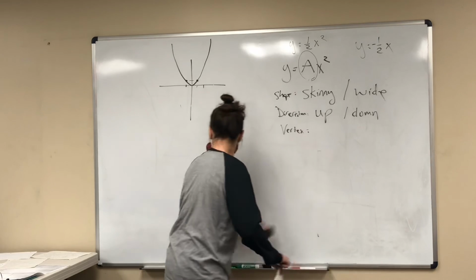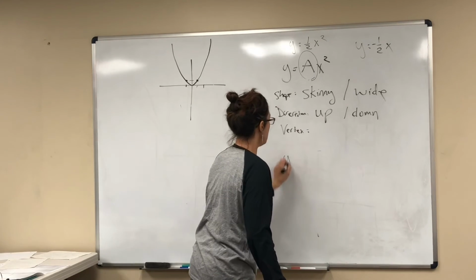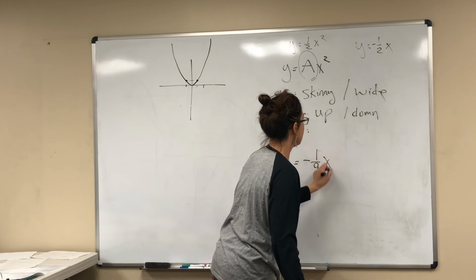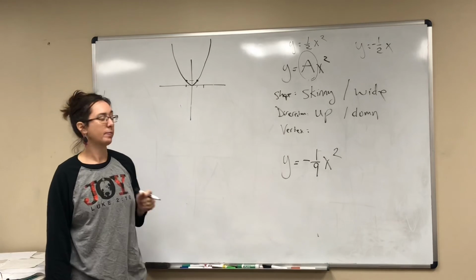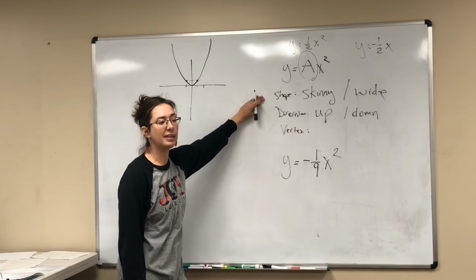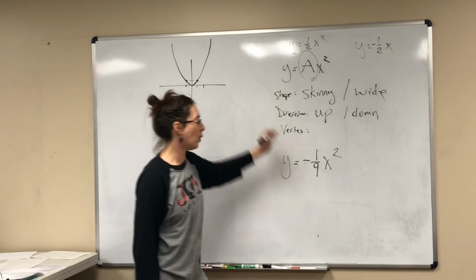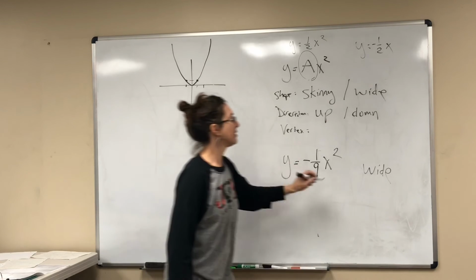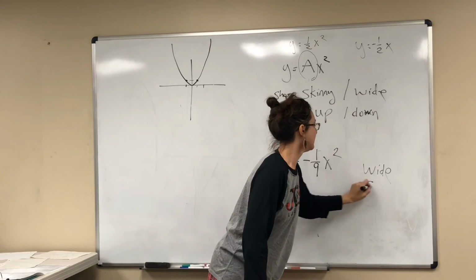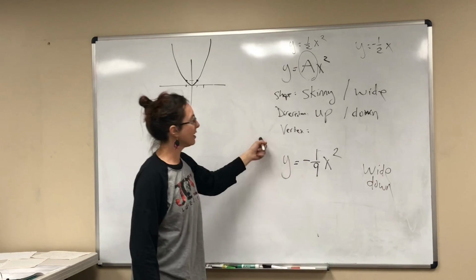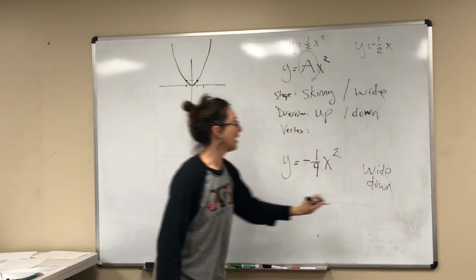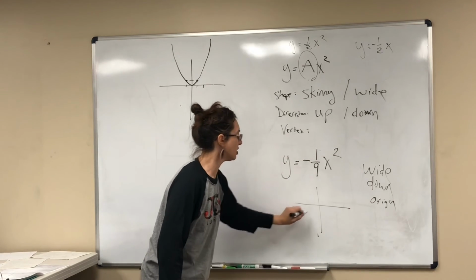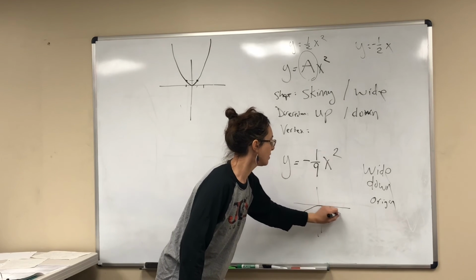Okay, now if I have y equals -1/9 x squared, what is the shape? Is it skinnier or wider? It's wide. What direction does it face? Down. Okay. Where is it located? It's located at the origin. Okay? So if I'm just going to sketch it, I know it's going to be wider and it's going to face down.